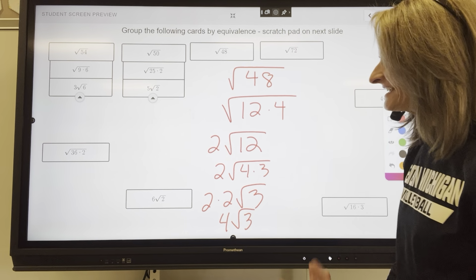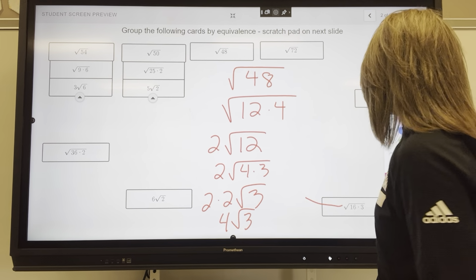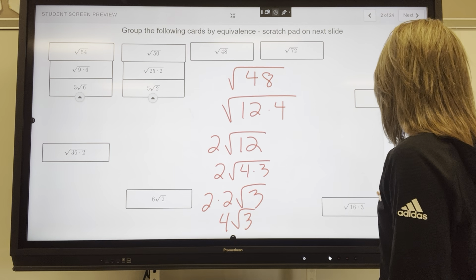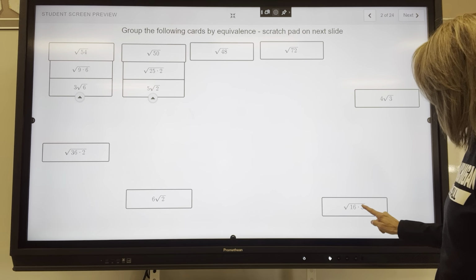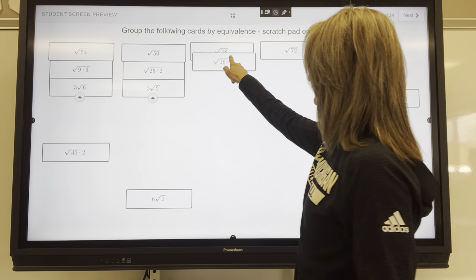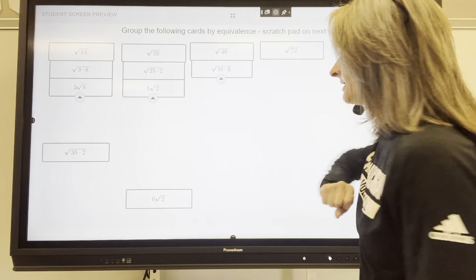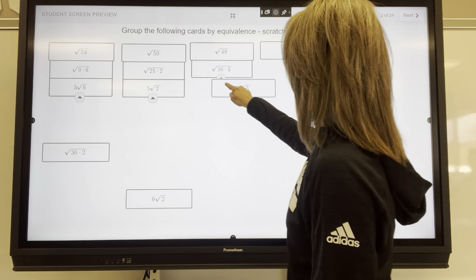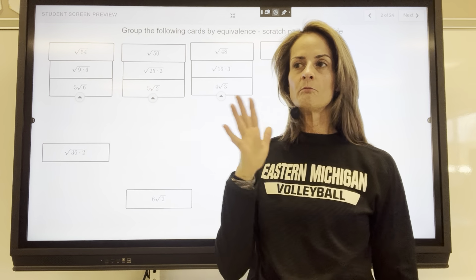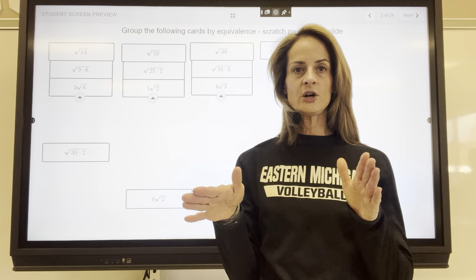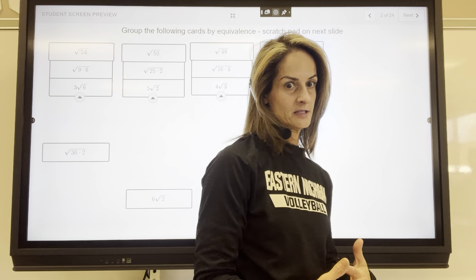So it would have been easier if we had broken up 48 into 16 times, whoops. Can I not move this while this is up? I can't. Shoot. All right. It would have been easier if I had broken 48 up into 16 times 3. It would have been less work because then I can pull the 16 out. It becomes a 4 and we have 4 root 3. But we got the answer the same way. It's just if there's less steps, you're more likely to get the answer and not make a mistake. The more steps you do, the more likely you are to make a mistake.